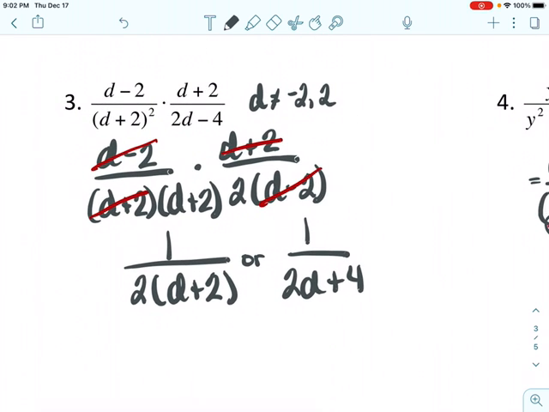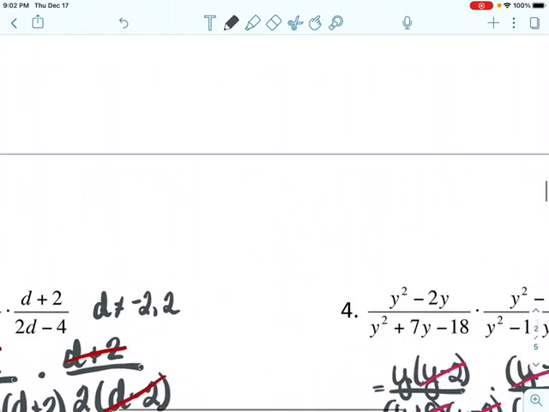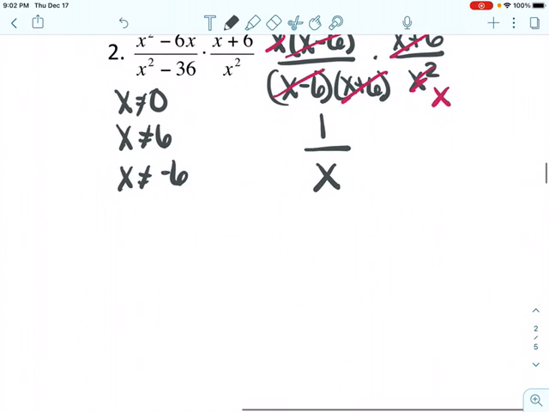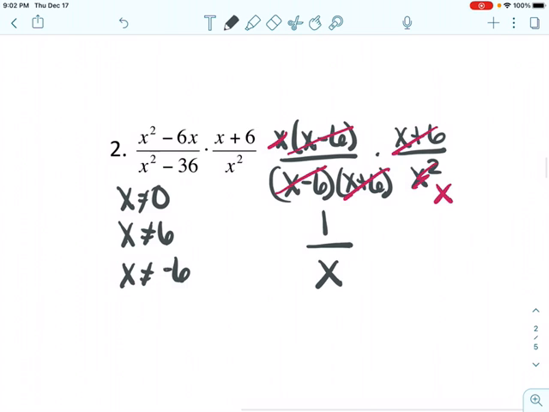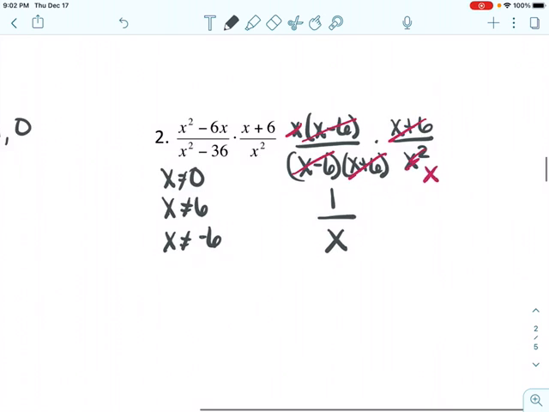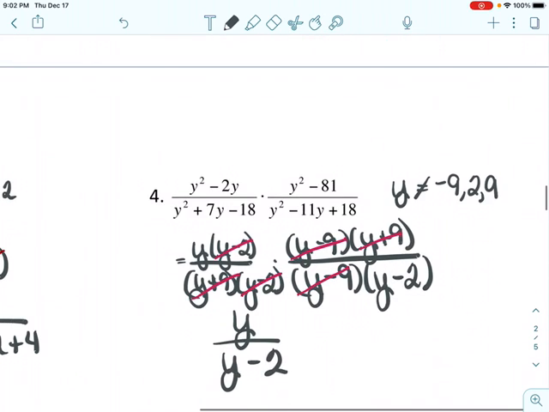All right, why don't you guys try 2 and 4? All right, let's see how you did. Okay, so in 2, I took out a GCF of x and factored the denominator. And my restricted values were 0, 6, and negative 6. Crossed out the x's. Crossed out x minus 6, x plus 6. Now, when I crossed out the x's, the x in the numerator went, but I have x squared in the bottom, so there's still an x there. Hence the answer 1 over x.